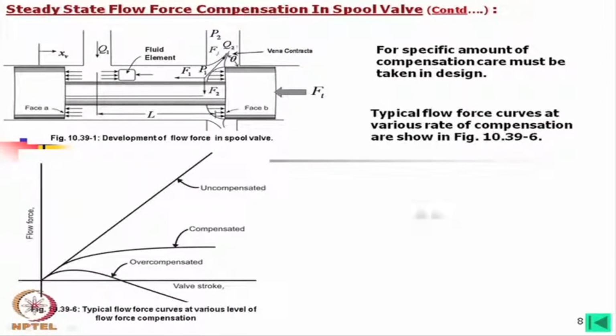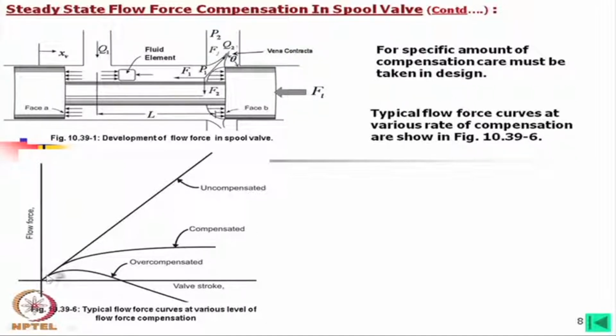Now, using such methods, what type of compensation may be available? This is described here. Say, for example, that this is uncompensated. That means, if we take this type of valve directly, then what we find is that this flow force will increase with the valve stroke length. Okay. This is almost linear for this type of port. Now, if it is compensated, a good compensated valve is something like this.